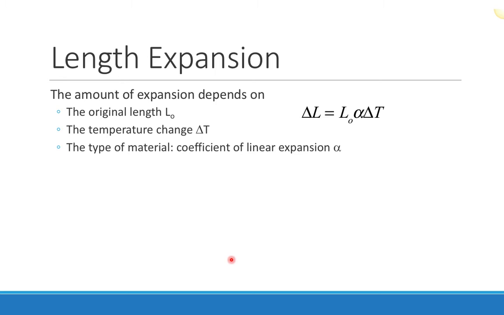In general, how much this thing expands or contracts, the change in length, depends on the original length of the substance, so how long it was to start with. It also depends on how much you change the temperature, so delta T. If you don't change the temperature of the substance at all, it's not going to expand or contract. And it depends on the type of material that you have. In that previous example, the brass expanded and contracted more than the iron. So the type of material affects how much the length changes, and in the expression for linear expansion, the type of material is represented by this alpha right here.